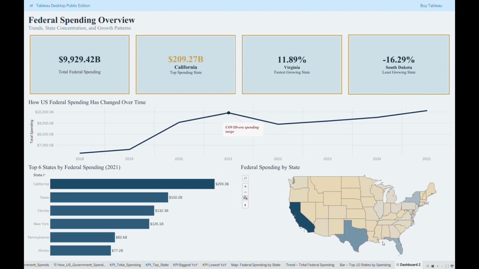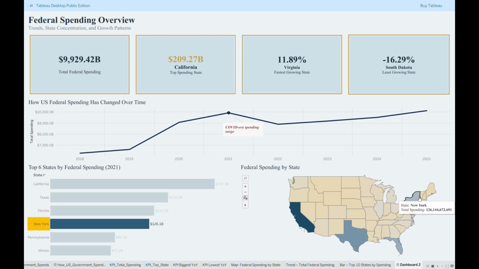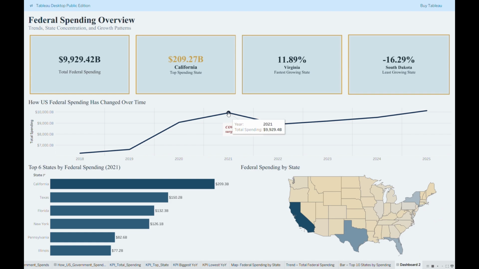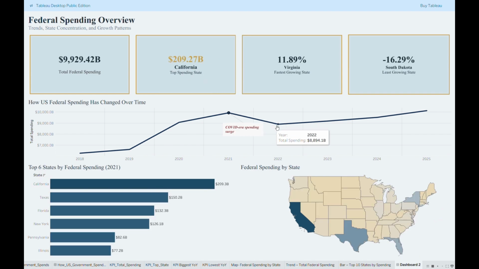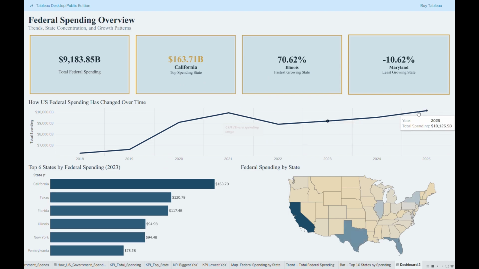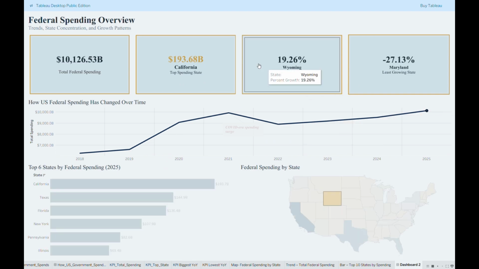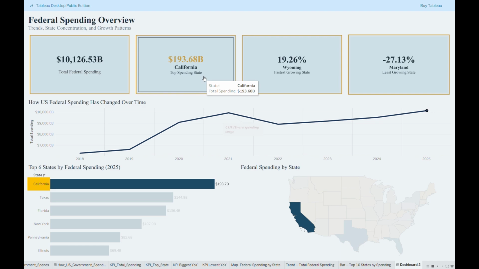Looking at the state level spending, one pattern stands out very clearly. California has remained the highest spending state for the longest period of time. This could be driven by a combination of factors. California has one of the largest populations, a high concentration of federal programs, and it also contributes significantly through higher tax collections. So, naturally, a large share of federal funds flows back into the state through infrastructure, healthcare, defense, and social programs.